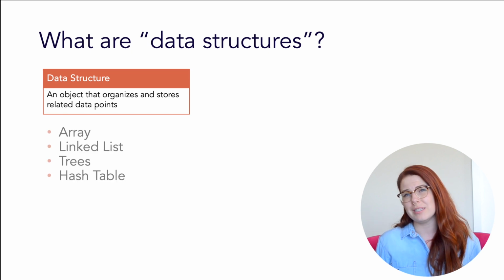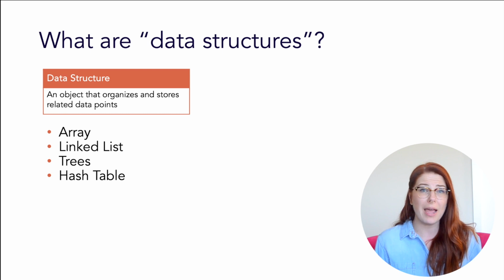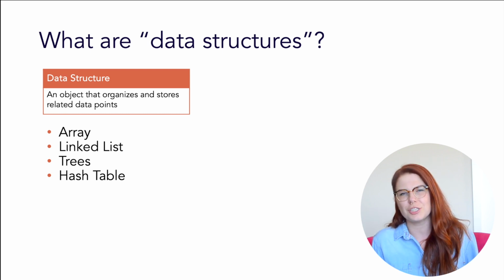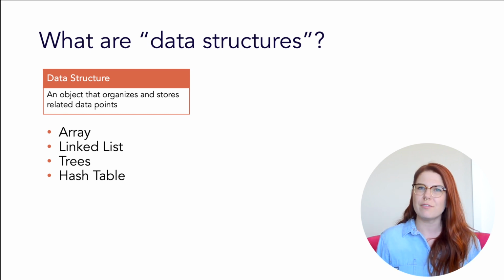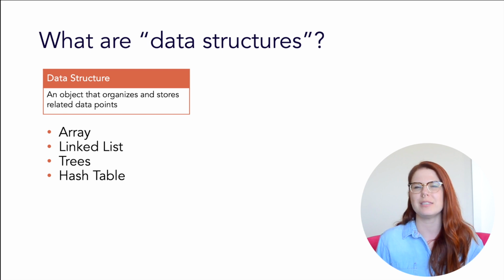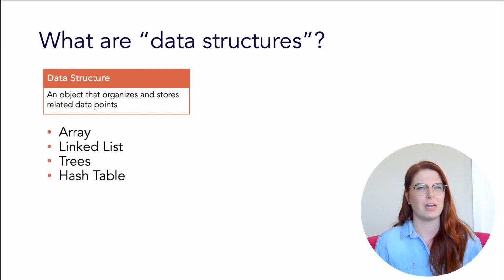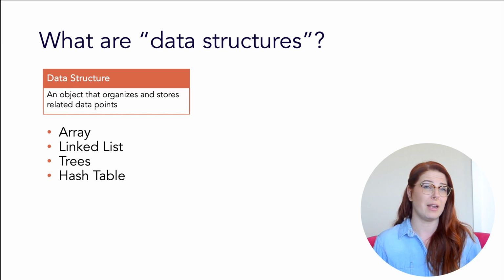Here are some common data structures you might have heard of: an array, a linked list, a tree, a hash table. These are all very different ways to store related pieces of data, and each is really good at some things and not so great at other things. So picking the right one for our scenario is a core skill for being great at object-oriented design.